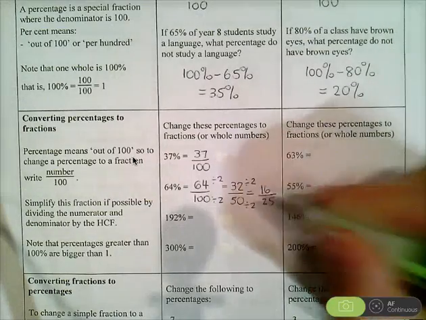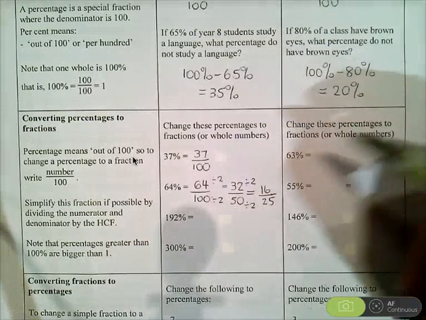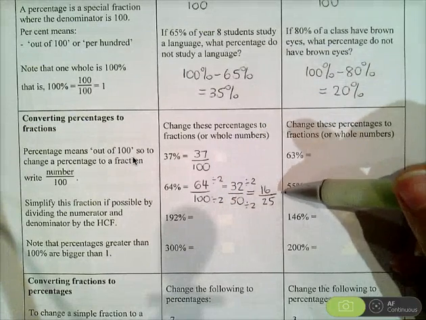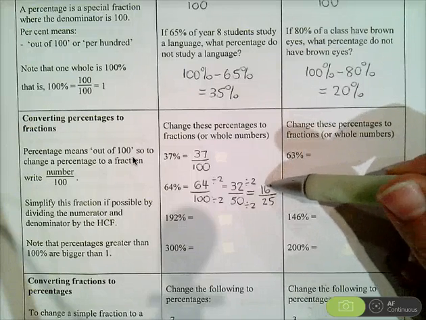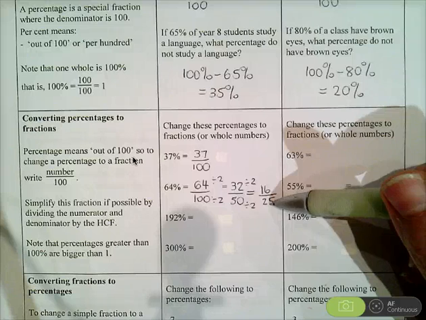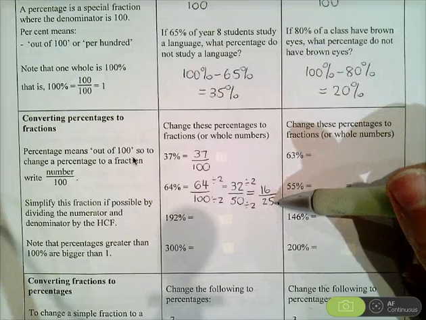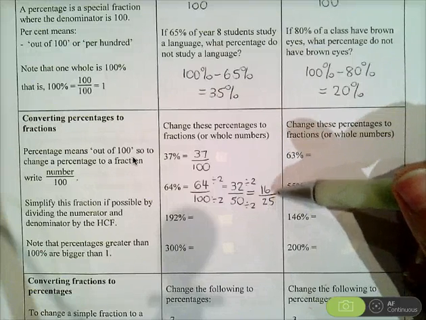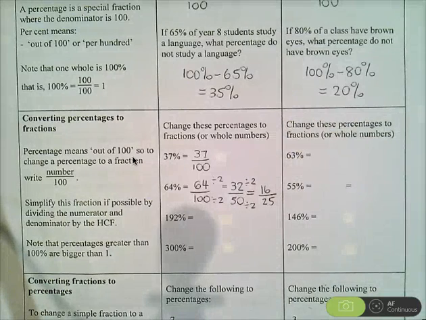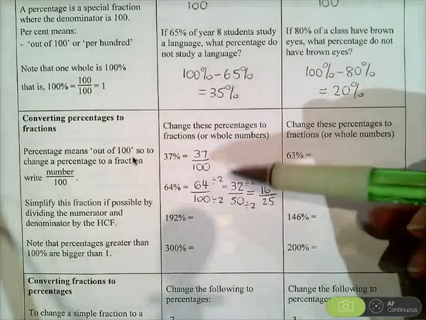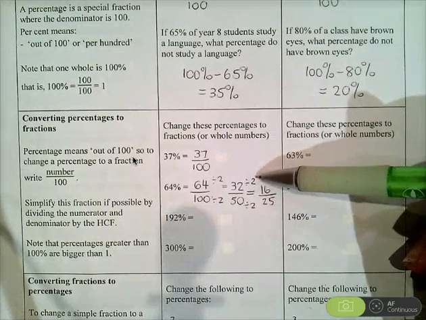Now, I can't really think of any number that you can divide 16 and 25 by. 25's only really got factors of 5 and 5, and definitely 5 does not go into 16. So 16 over 25 would be the simplest form. Now, notice we divided by 2 and divided by 2 again.